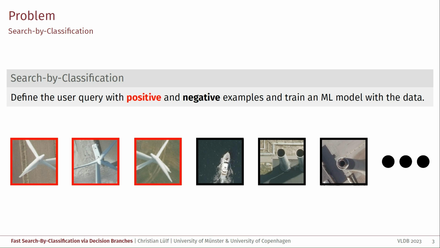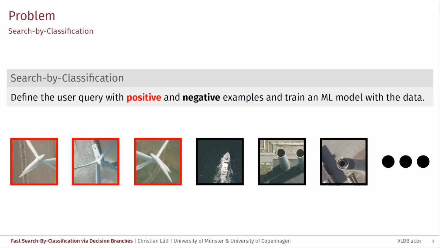But within our paper, we use the term search by classification, which considers this approach more from the machine learning perspective. In the context of search by classification, a user query is defined by positive, that are instances the user wants to find, and negative examples, that are instances a user does not want to find. Based on the given data, a machine learning model is then trained to make the decision for unseen data, based on rules learned by the training data.